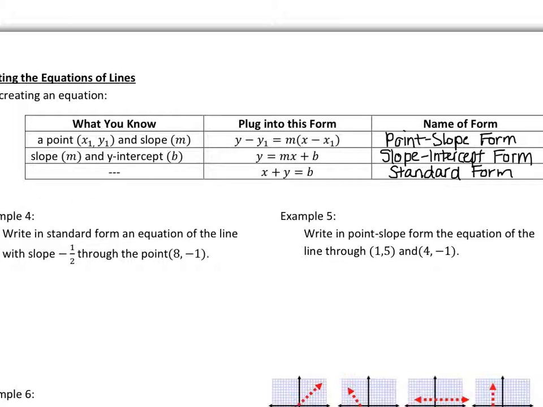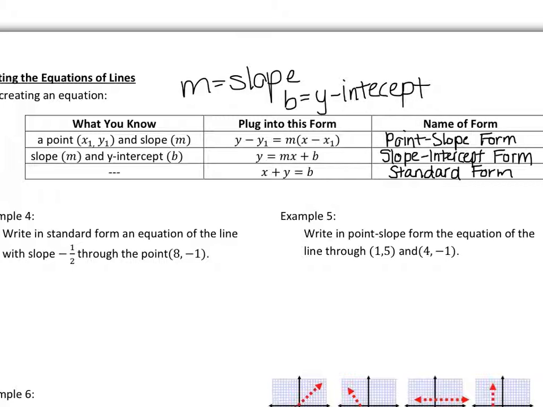As we go through these problems, they'll give you items and then tell you what form you need to end up with. Make sure you pay attention to that. Anytime there's an m, that is your slope. Anytime there's a b, that is your y-intercept. Actually, that's just in that one. Really, that other one should be a different b, because that's not necessarily the y-intercept. Sorry. But all the m's are always slope.